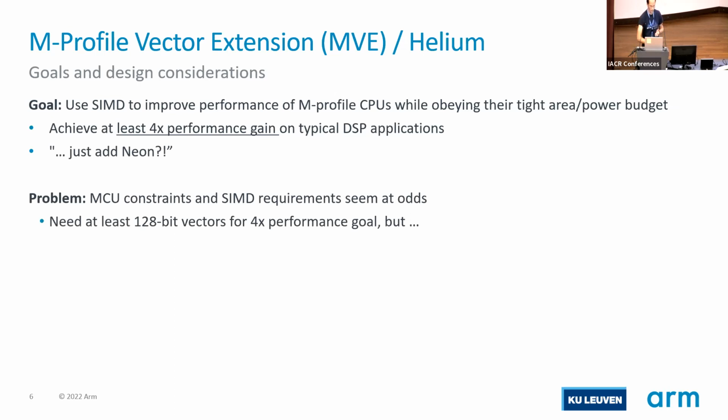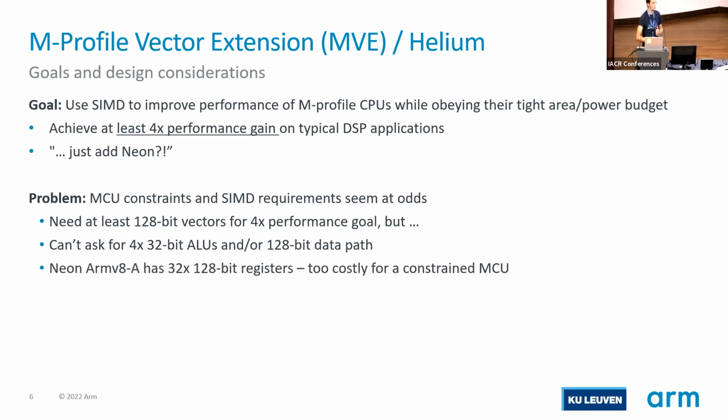And to make it even more concrete, for a 4x speed up, say, compared to Cortex-M4, we would need at least 128-bit vectors. But at the same time, we don't want to force any CPU implementing Helium to have, say, 4 32-bit ALUs or a 128-bit data path to memory. That would be too much to ask. And also, if you look at the number of registers, it's too much. We can't ask for, say, 32 registers as we have it in Neon.